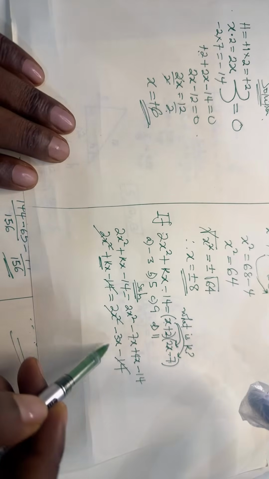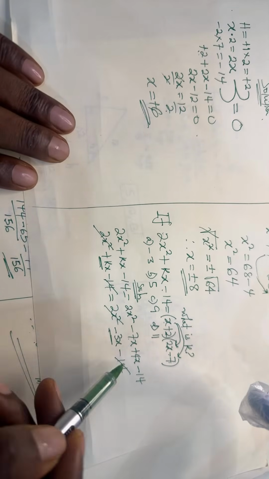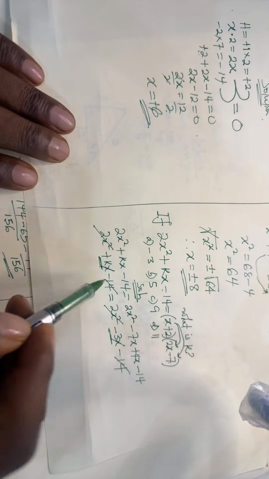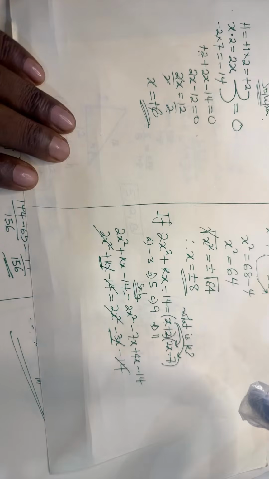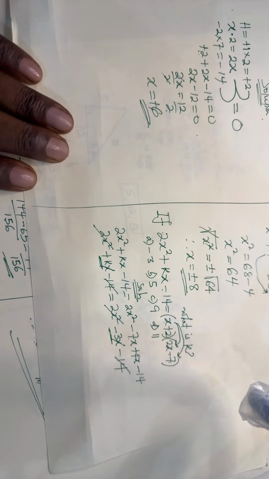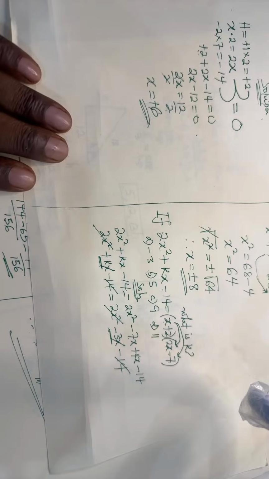Now this guy now, they equate. x and x will cancel. Guys, wetin remain? Anything wey remain na the final answer be that.